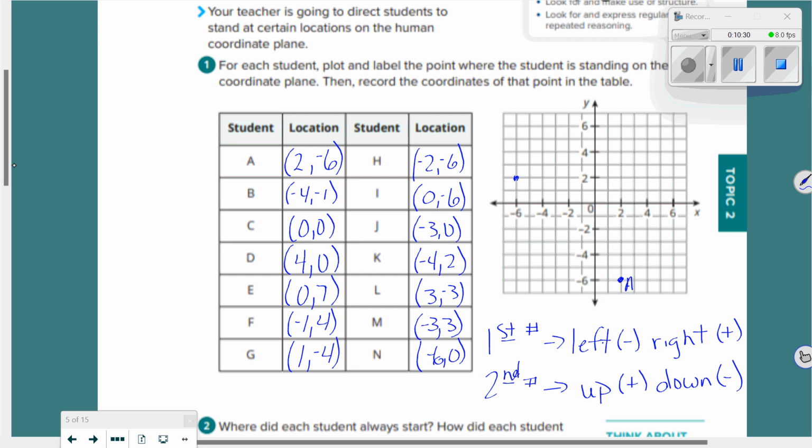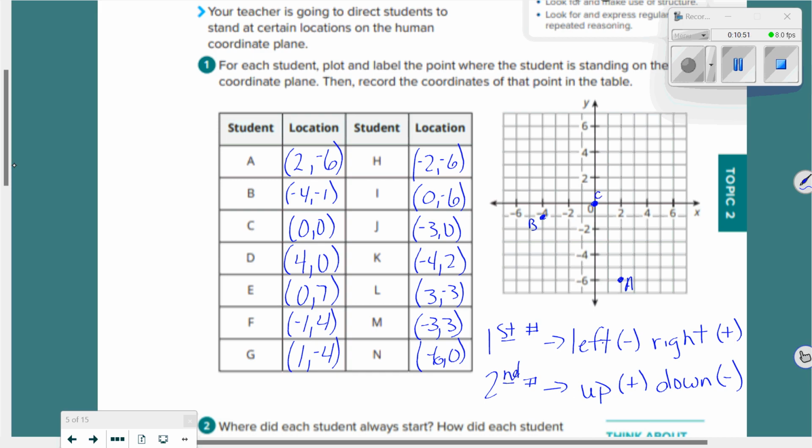So our next one, (-4, -1). Again, I always go back to origin. My first number is a -4, means I'm going left. -1 means I'm going down. So there is B. C is at (0, 0). That's our origin point. So that's right there in the middle.